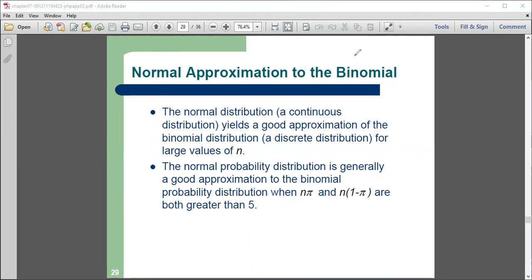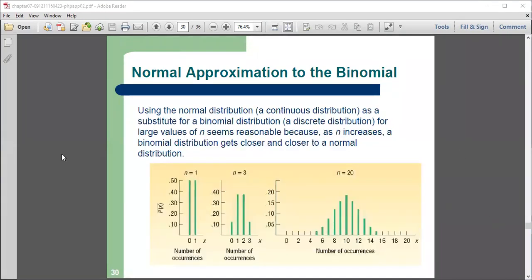Moving on to the next slide, where we will see a graphical illustration for the larger n values. So here we can see when n is 1, n is 3 and n is 20. When n is 20, the shape of the distribution is becoming symmetrical and closer to the normal distribution. So let's move on to the next slide.